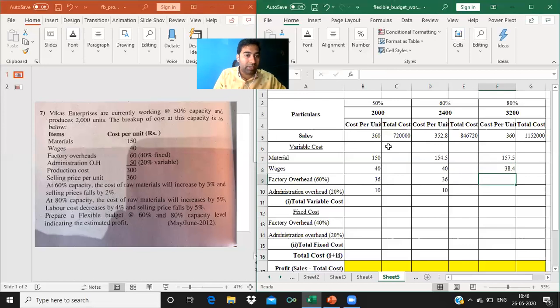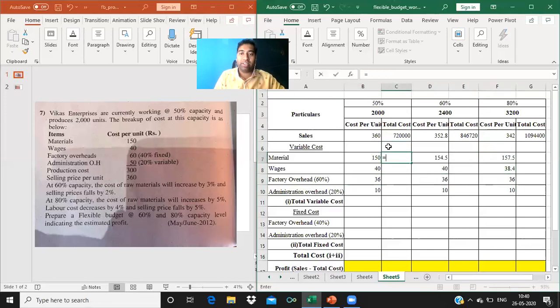We got the value, and for the remaining, there is no information on the factory overhead, so it is going to remain the same, and administration overhead is also going to remain the same. But the selling price falls by 5%. So originally it was 360 rupees. Now it is going to reduce by 5%. So 95% of the 360 rupees will be the selling price at 80% capacity. We are done with this.